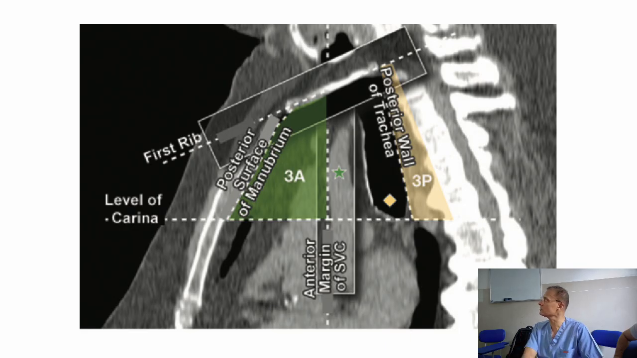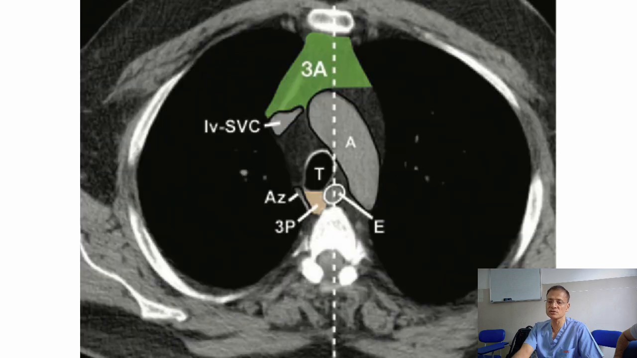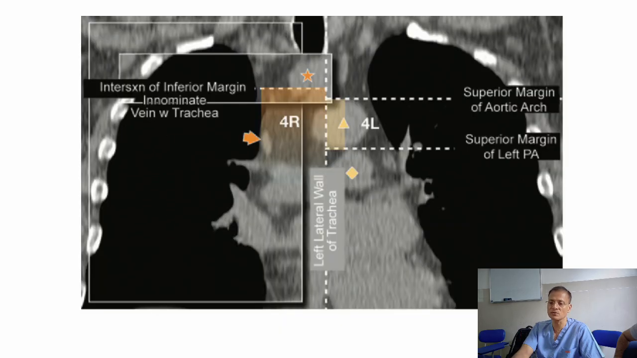So this is the sternum, this is the superior vena cava, and this is the 3A group of lymph nodes on the CT scan. This is also a very clear picture in the axial image. Here is the superior vena cava, and whichever nodes are anterior to the superior vena cava on the right side should be classified as 3A. Again, 4R, 4L, I mentioned before, in the CT scan you can also see a similar picture.